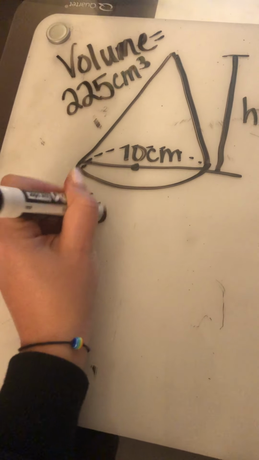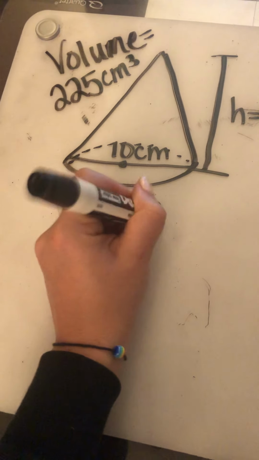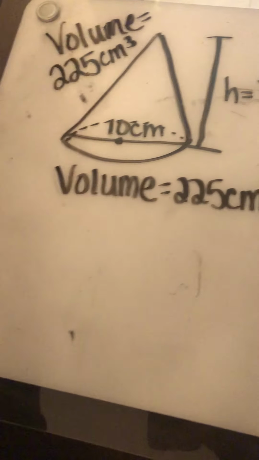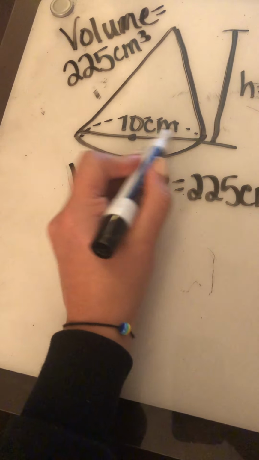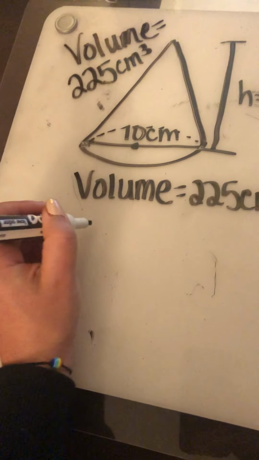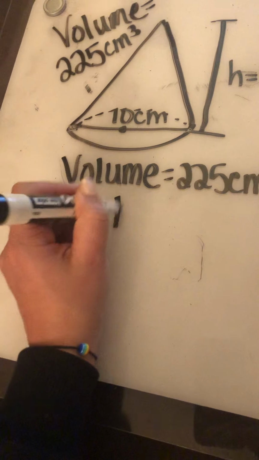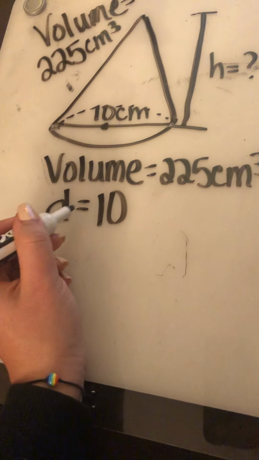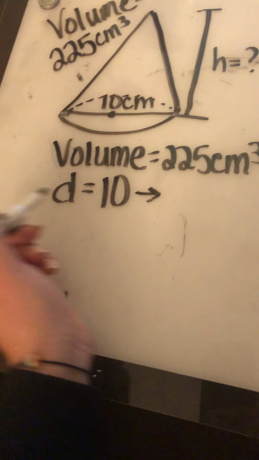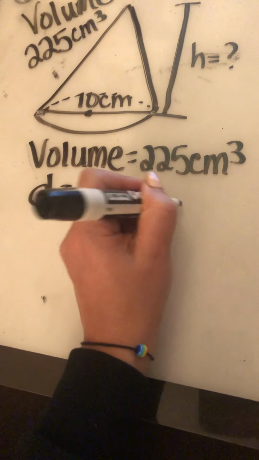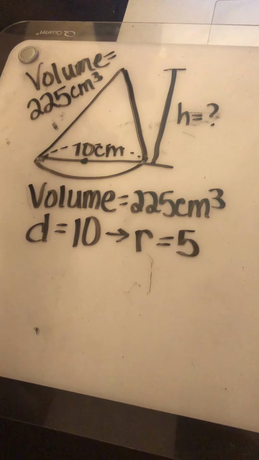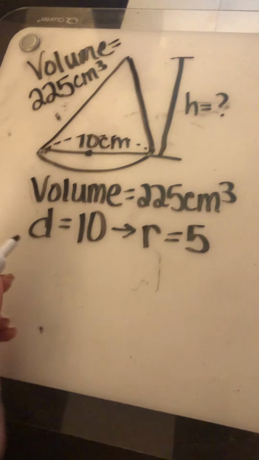All right, so I basically just listed our information. So we have volume is 225 centimeters cubed. We are given this length, and since it goes from one end of the circle to the other, this is going to be our diameter. So our diameter is 10. If we are given a diameter and we are looking for volume, we need a radius. So we have to divide this by 2 to get a radius of 5. We do not use 10. Diameter is not a part of the volume formula for a cone. So you have to remember to divide those by 2.